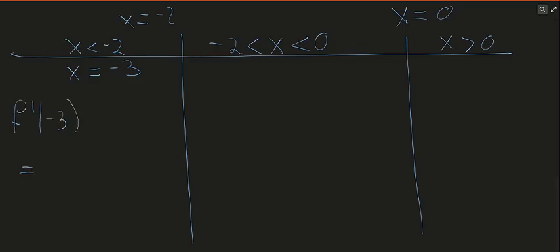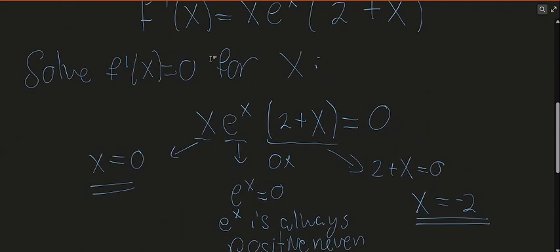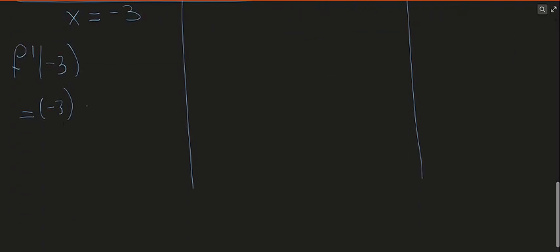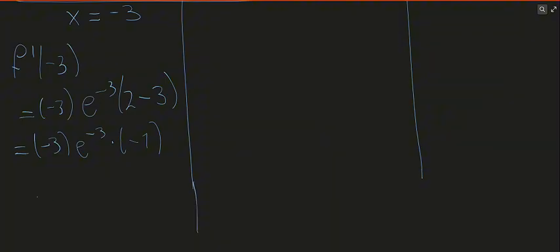We get negative 3 times, what is that? I'm literally plugging into this factored version. So negative 3 times e to the negative 3 times 2 plus, or 2 minus 3, because it's 2 plus x and x is negative 3. Okay, now let's see what we got. We got negative 3 times e to the negative 3 times negative 1. Negative 3 times negative 1 is 3, and so that's 3 times e to the negative 3.